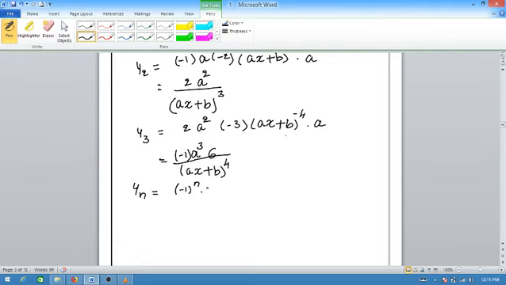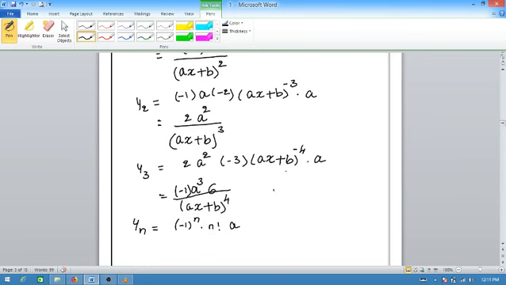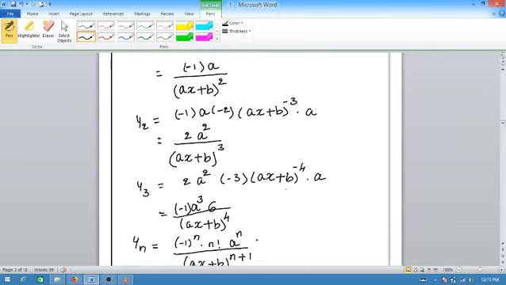So therefore it is n factorial into a raised to, here y1 is a, y2 is a square, y3 is a cube, similarly yn is a raised to n, whole divided by (ax plus b) whole raised to, here y3 is 4, y2 is 3, so therefore it is n plus 1. So this is the nth derivative for 1 divided by ax plus b.